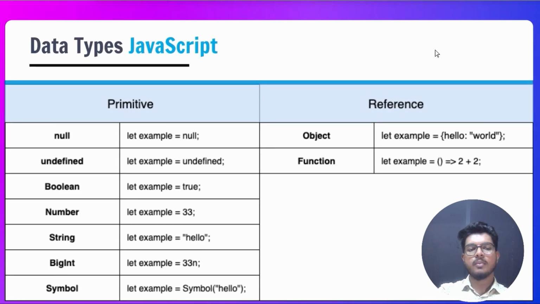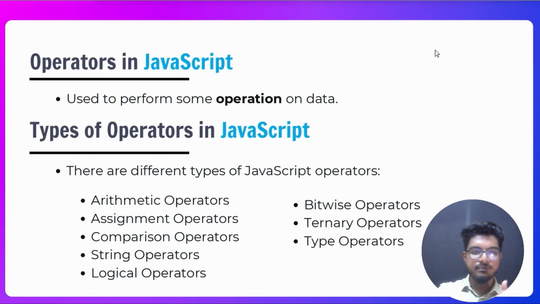Operators is a bit complicated process if you do not understand the basics. These are different types of data types with example syntax again. Operators, there are how many? 1 2 3 4 5 6 7 8 types of operators in JavaScript. We'll discuss this in detail tomorrow with the help of examples, and we'll start with module 3 as well tomorrow.